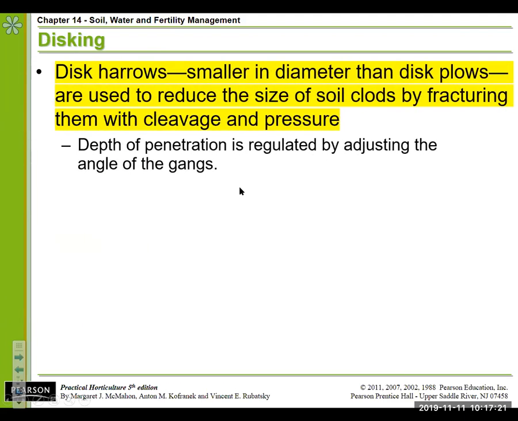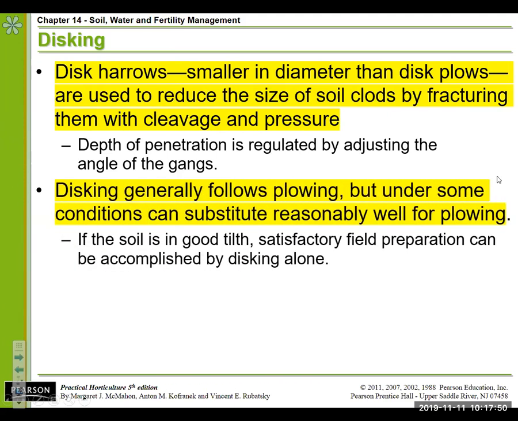Disking, which is slightly different than plowing, uses the same kind of concept, these round discs, but we're using them as a harrow. So they're smaller in diameter than the plows, and they're basically used to reduce the size of the soil clods left after we plow. So they're fracturing them with cleavage and pressure. Again, we want weight on the back to break up these clods. So generally, disking follows plowing.